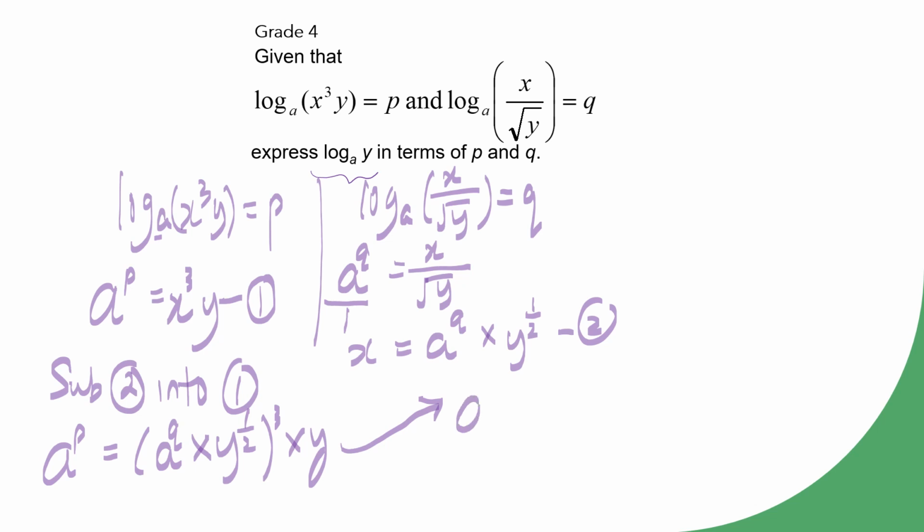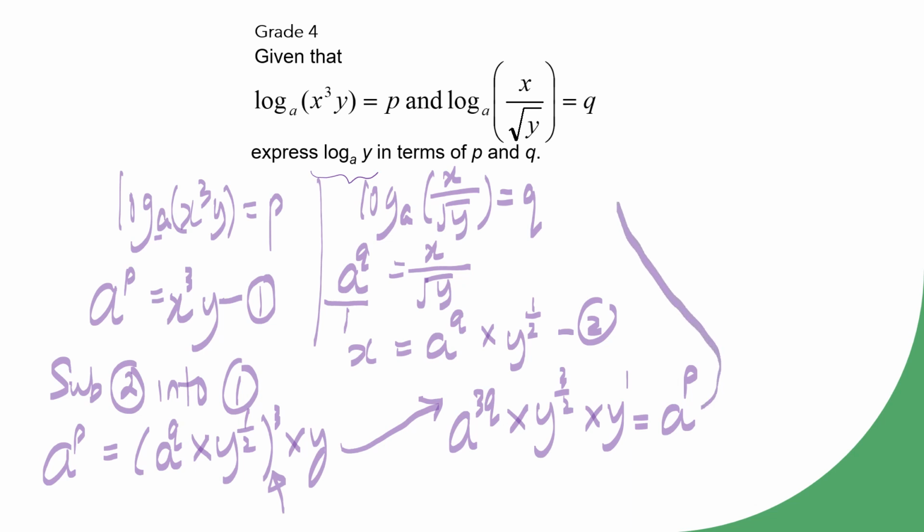So I would have a to the power of q. Oh, okay, I need to open up the bracket here. So then I will have a to the power of 3q, then times y to the power of 3 over 2, then times another y. That will give me a to the power of p. Okay, just follow the arrow.